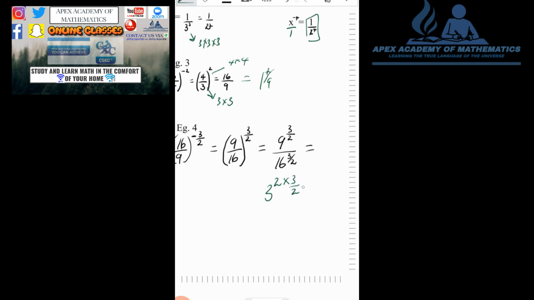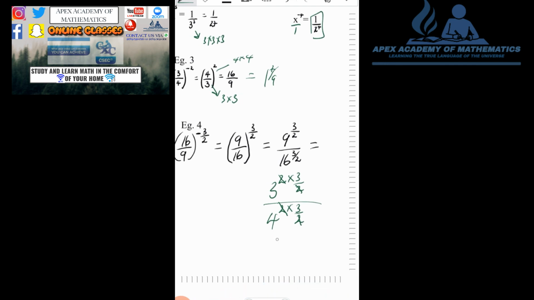16 is also a perfect square, so that's 4 squared. And we're going to multiply that by the power that was there already, 3 over 2. Now since we have a power to a power, we can cancel. So what we have here now is simply 3 to the 3 divided by 4 to the 3.